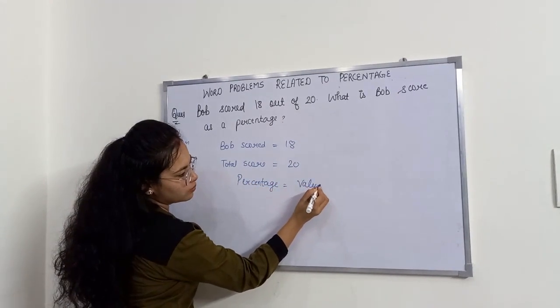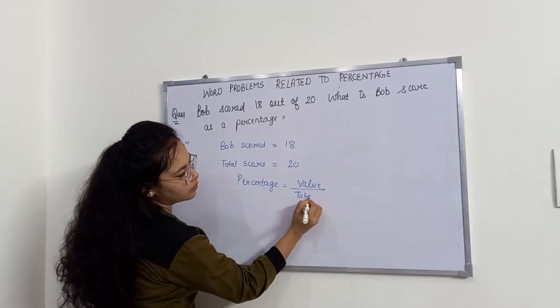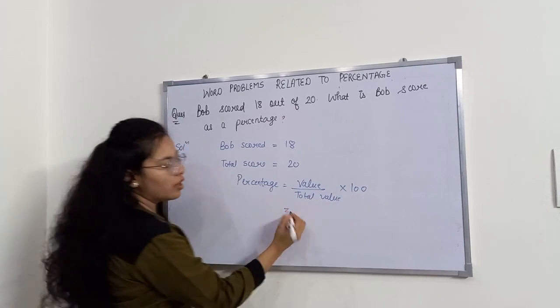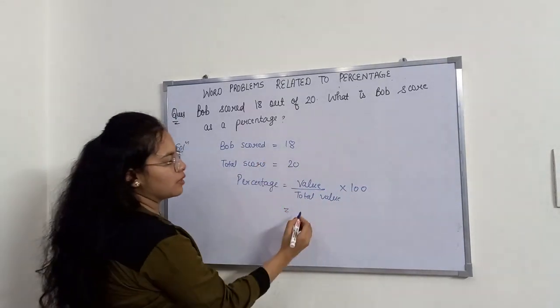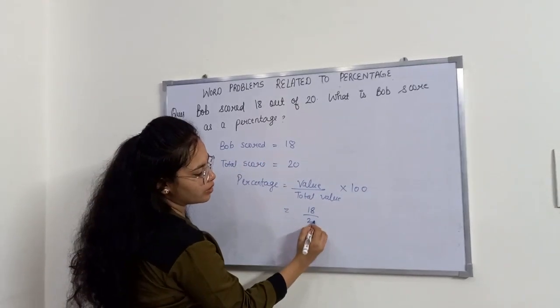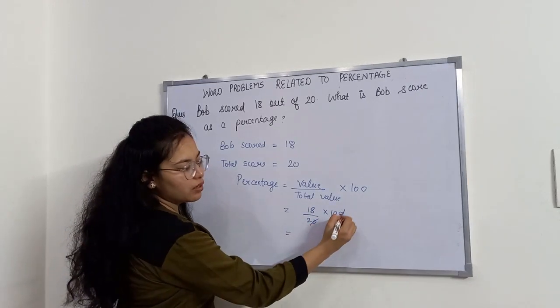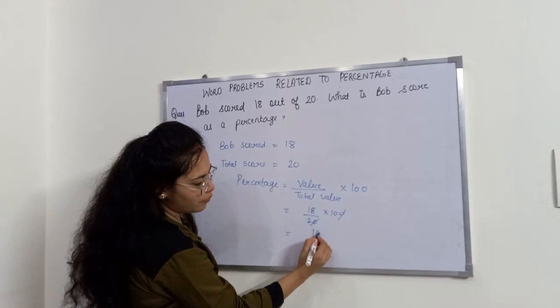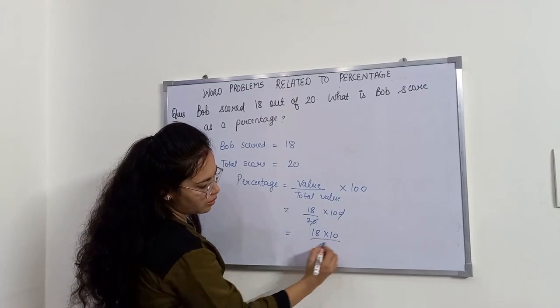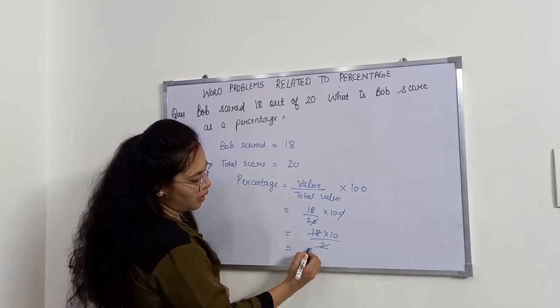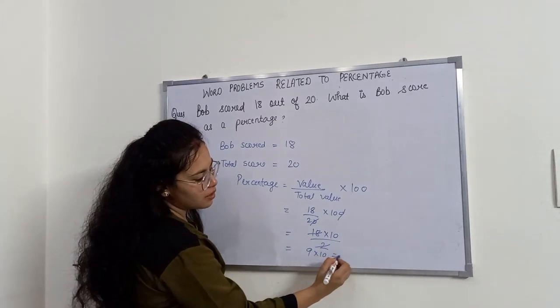value upon total value multiply 100. Now put the values. Value is 18 and total value is 20. Multiply by 100. Solve it. Eliminate the zeros. What is left? 18 multiplied by 10 divided by 2. In the table of 2, how many times does 18 come? 9. 9 multiplied by 10 is 90%.